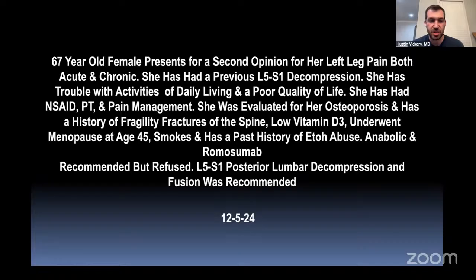She had exhausted non-operative management when she came to us. She was also evaluated for osteoporosis, did have a history of fragility fracture, previously low vitamin D. Menopause was at age 45, smoking history, and past history of alcohol abuse as well. We did recommend treatment for her osteoporosis, but she refused at that time. And so a small one-level surgery was recommended for her.